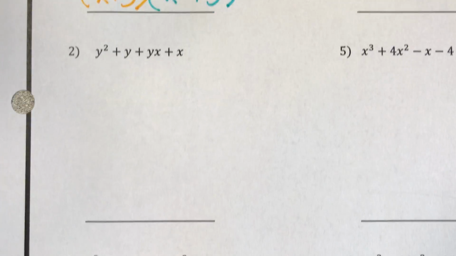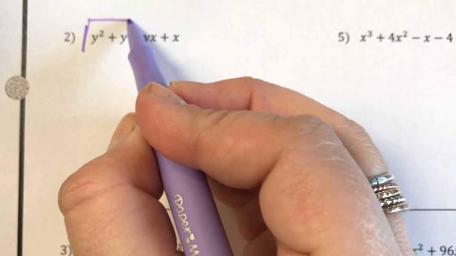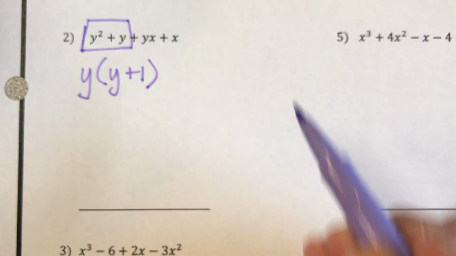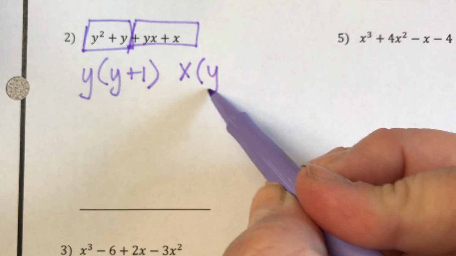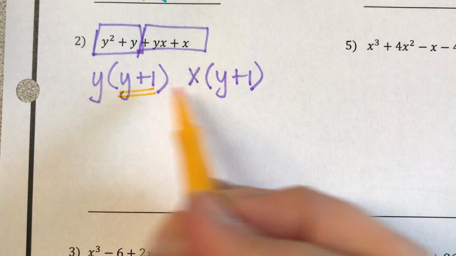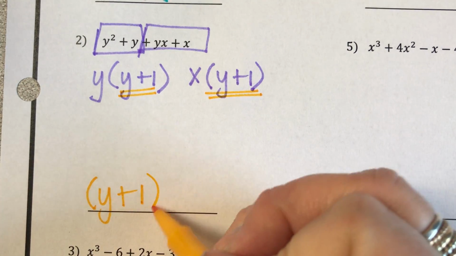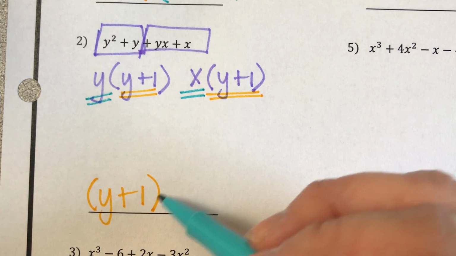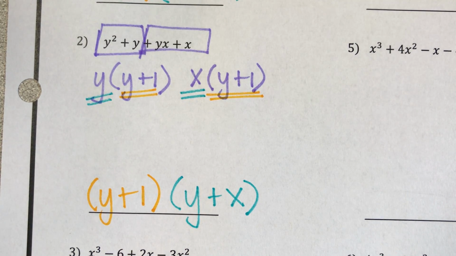Okay, so let's look at number 2. Out of these first 2, y squared and y, I can take out a y, and that leaves me with y plus 1. Then out of these 2, I can take out an x, and that leaves me with y plus 1. So my first factor is going to be this matching binomial, y plus 1, and then my second is going to be these 2 outside terms, y plus x. And those would be my answers.